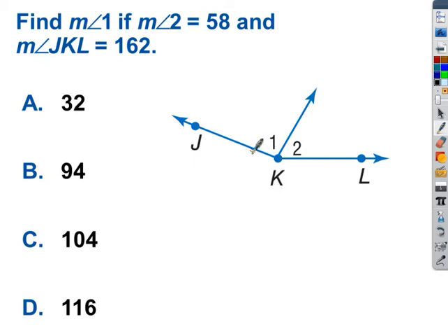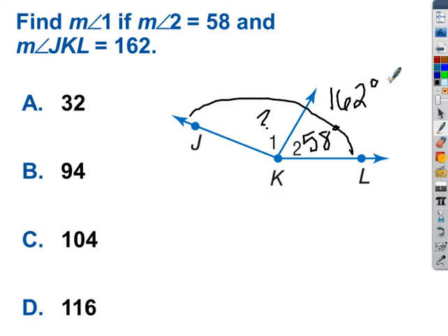We can name angles by their letters, their points on the angle, but we can also use a number to label them. And see how this doesn't have a degree symbol? So that means I can use it to name the angle. The measure of angle 1 is what I'm looking for, so I'm going to put a question mark there. If the measure of angle 2 is 58, I'm going to write 58 in here. And the measure of angle JKL equals 162. So from here to here, it's 162 degrees. They want me to find the measure of angle 1.